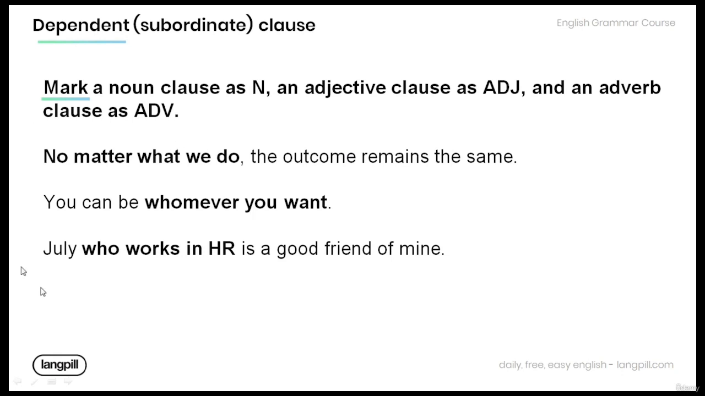And now read the sentences below and mark a noun clause as noun, an adjective clause as adj, and an adverb clause as adv. No matter what we do, the outcome remains the same. Adjective clause. You can be whomever you want. Noun clause. Julie, who works in HR, is a good friend of mine.